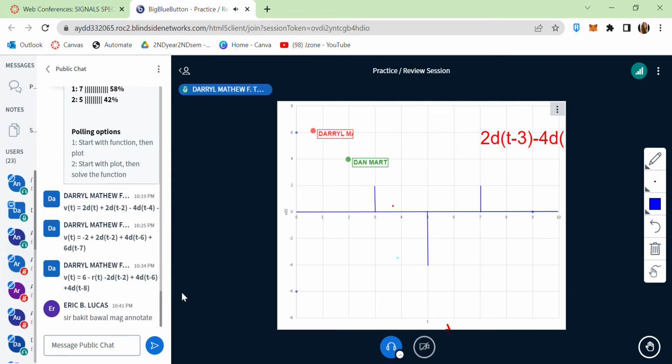Siguro you could try writing your answer to the left para hindi mag-overflow yung text to the right.